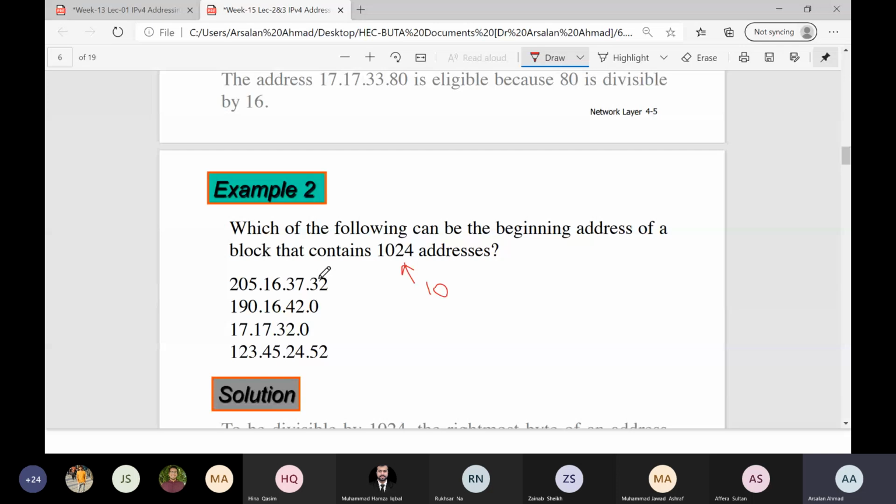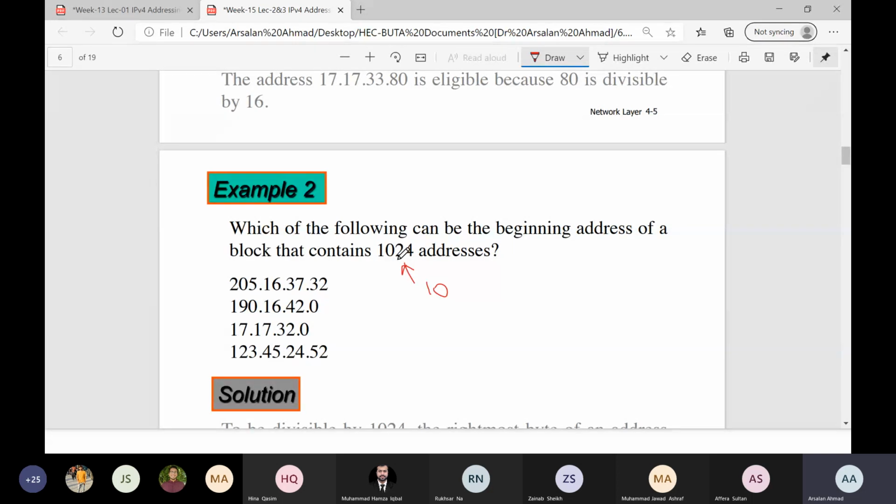Now tell me, in this scenario, how will you check the divisibility? One way is that you write the total binary. You write the binary of the third and fourth octets for each option, 37.32, 42.0, 32.0, 24.52, and then you divide it by the binary of 1024. That's a very long way to do that.